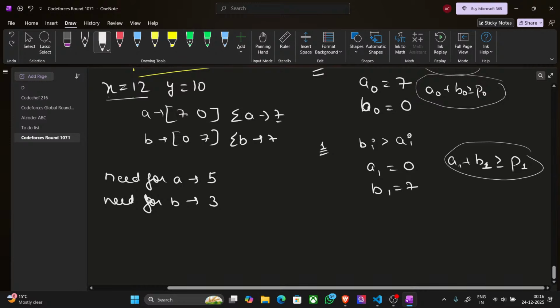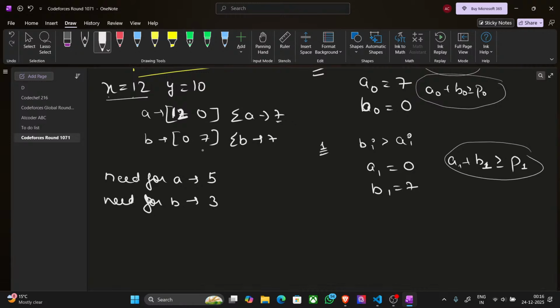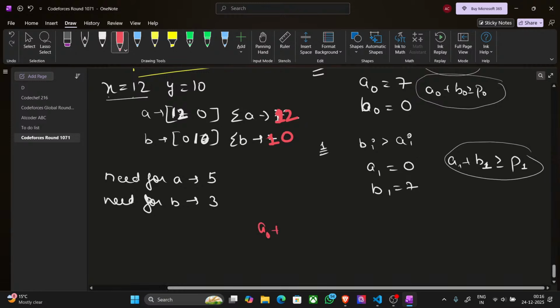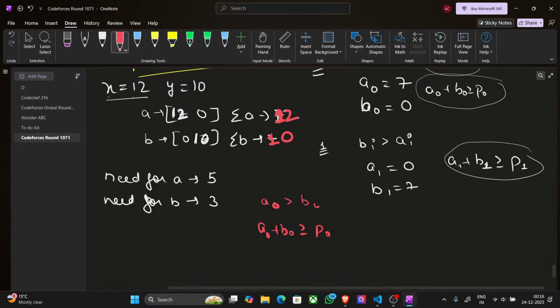Oh, sorry. I can put 5 here, then it will become 12. Then I can put 3 here, it will become 10. Now my summation of A is 12, and summation of P is 10. Look, it's still satisfying A0 plus B0 greater than or equal to P0. It's still satisfying A0 should be greater than B0.